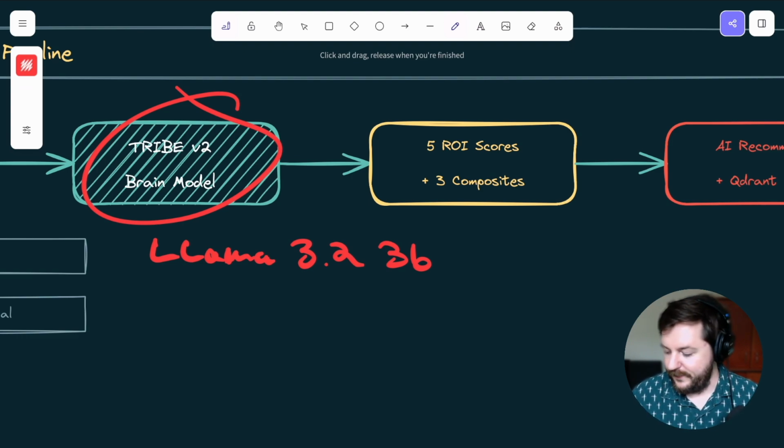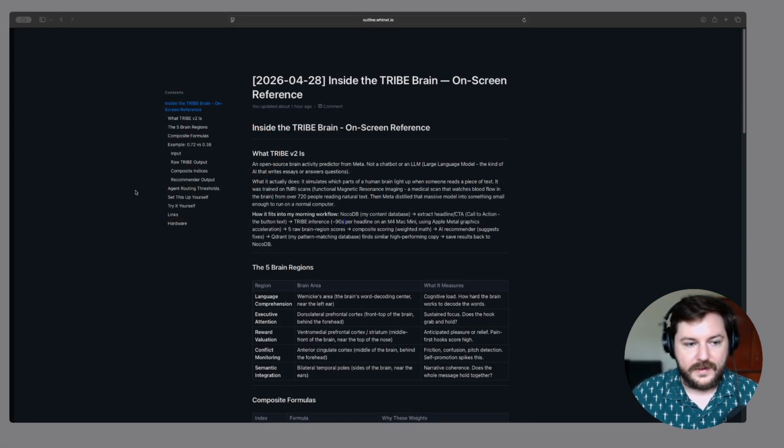These 3 composite formulas, let's see if I can shift over here to my outline, consist of engagement, clarity, and conversion. For engagement, it takes 3 of your total vertices, so to speak, and has these weighted averages to present a recommendation based on how each of those have scored. So attention, reward, semantic in the case of engagement. And we're just seeing how we're going to best capture the attention, capture the interest, and making sure that we're able to stabilize or hook people into the actual content.